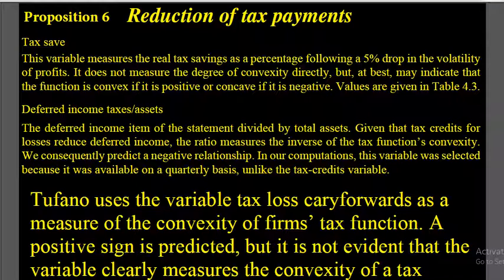We consequently predict a negative relationship to these deferred income taxes, which in fact is a credit. If we have more credit in payment, we consequently predict a negative relationship. If we don't save that much because we have deferred income taxes, we will hedge less. In our computations, this variable was selected because it was available on a quarterly basis, unlike the tax credit.